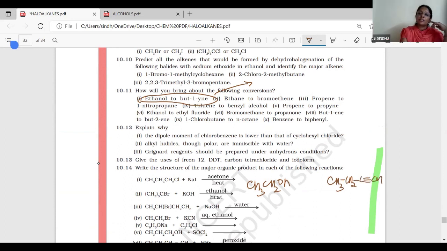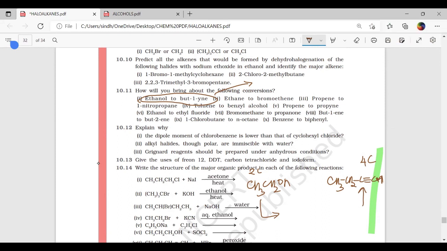So whenever we teach children conversion, first write the starting reactant, write the product. So from this, how can we arrive at this? So first thing is it has 2 carbons here, whereas here it is 4 carbons. So there is some way that you have to increase the number of carbons. So ethanol to but-1-yne. Can we convert an alcohol directly to but-1-yne? So what is the possibility? How can I prepare a 4-carbon alkyne starting from a 2-carbon alcohol?